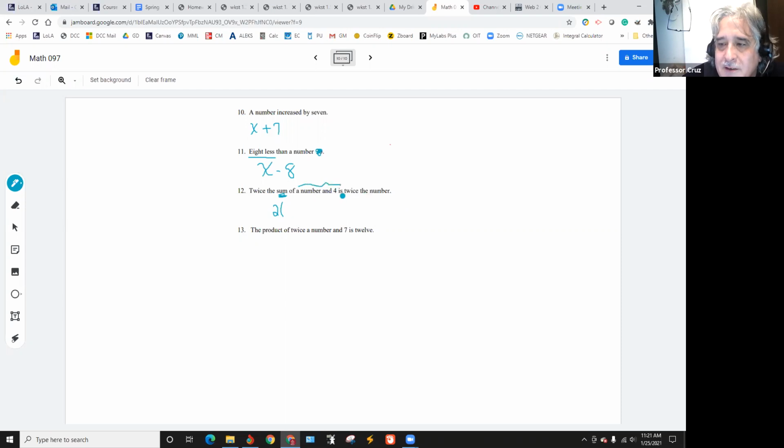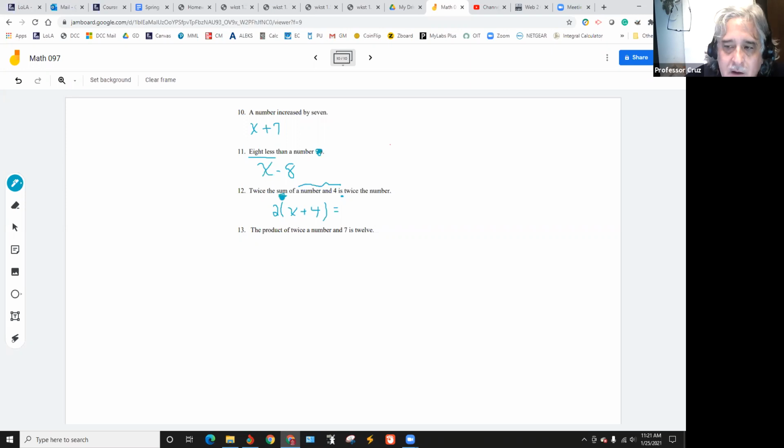This is the parentheses. This is going to mean equals. All right, so we're going to put our parentheses in here. Twice the sum of a number and 4. So that's like what we said up here, and it was like the example: x plus 4, the sum.